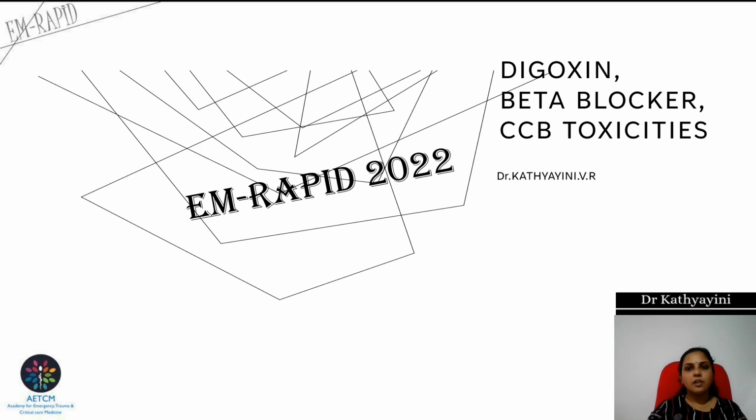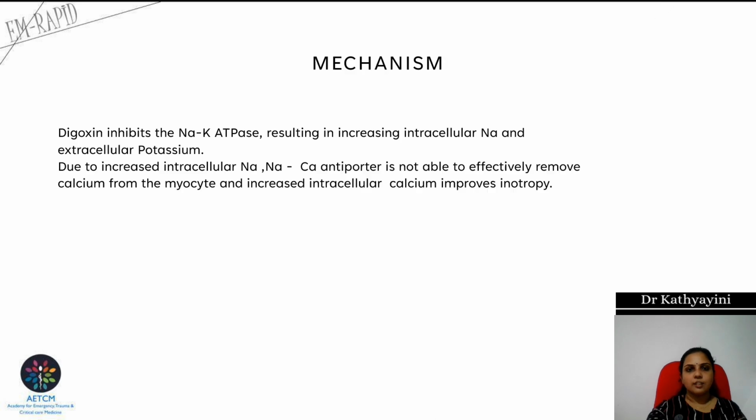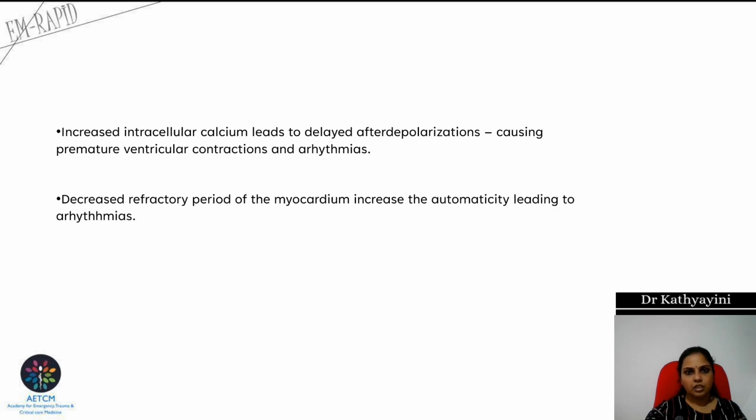Today we will be discussing digoxin, beta blocker and calcium channel blocker toxicities. First, digoxin toxicity. Digoxin inhibits the sodium-potassium ATPase, resulting in increased intracellular sodium and extracellular potassium. As a result, the sodium-calcium exchanger is not able to effectively remove calcium from the myocytes, leading to increased intracellular calcium and hence improving the inotropy.